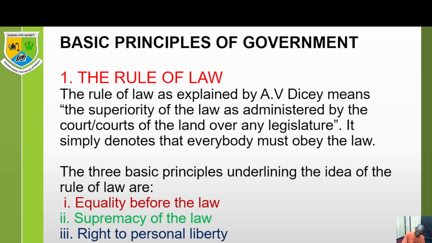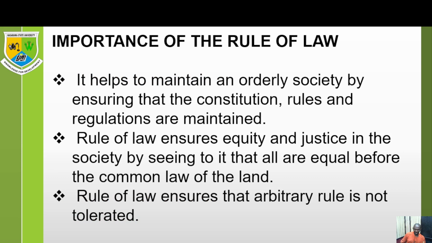disappeared. So as a student of political science, more especially now that you are in 200 level, it is important for you to know the rule of the law, so that it will help you in your day in, day out. It helps to maintain an orderly society by ensuring that the constitution, the rules and the regulations are maintained. Second, the rule of the law ensures equality and justice in the society by seeing to it that all are equal before the common law of the land.